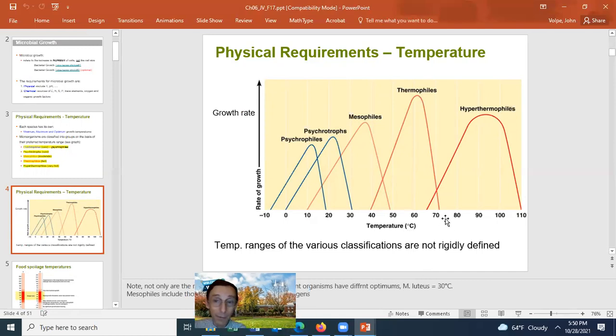And then the hyperthermophiles are organisms that grow best around 95 degrees Celsius. These guys were not even known when I was in microbiology. Of course, that tells you how long ago I was in microbiology. But there are organisms that actually prefer growing around 95 degrees Celsius. Remember, 100 degrees Celsius is boiling water.